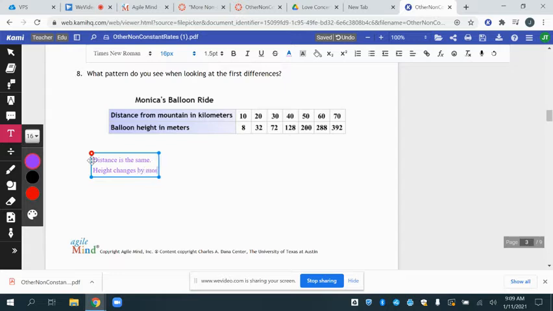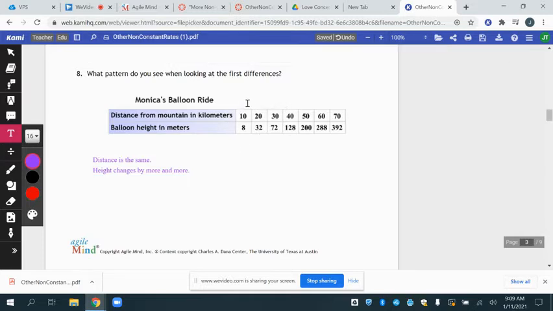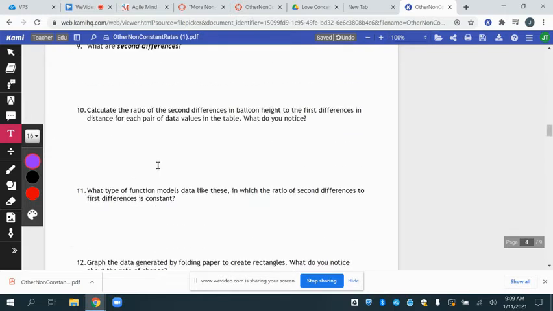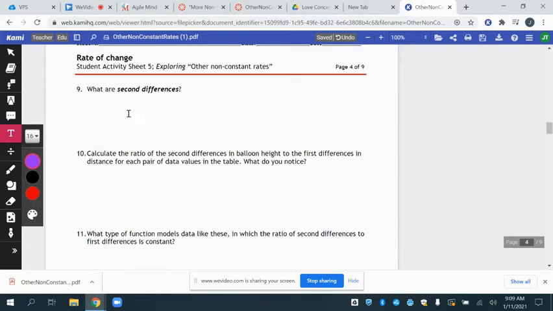It changes by more and more. Would you agree? So this guy always goes up by tens, but the bottom one goes up by more and more. That's what we just said. It's being very repetitive. Now we're going to ask about what's the second difference.